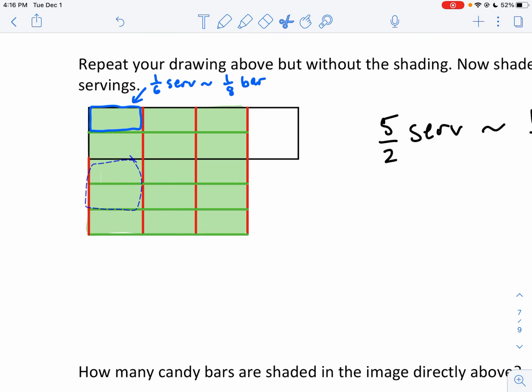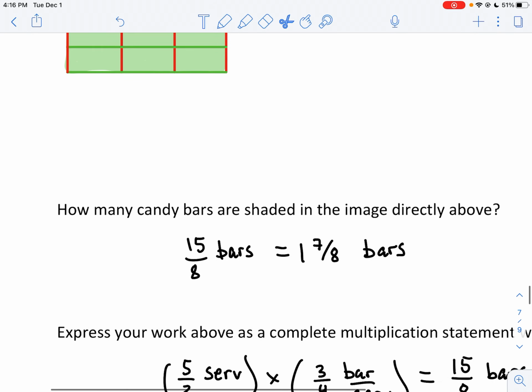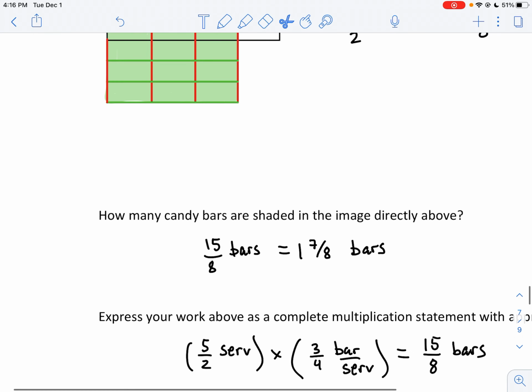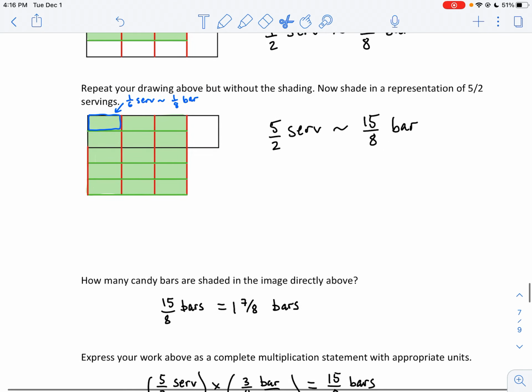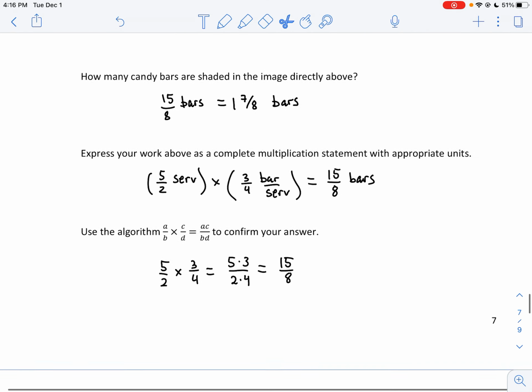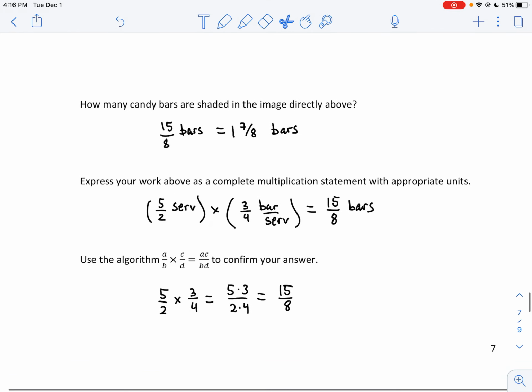One thing you could also do is take these extra pieces and start filling in the gaps. You could take those 2 right there and put them in this empty spot, and try to reconstitute bars this way, and you're going to see that you get 1 7/8 bars, which is the same thing as 15/8 bars. Some people did that, but I'll leave that visual off.